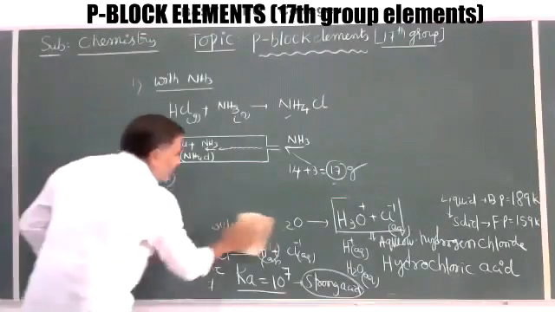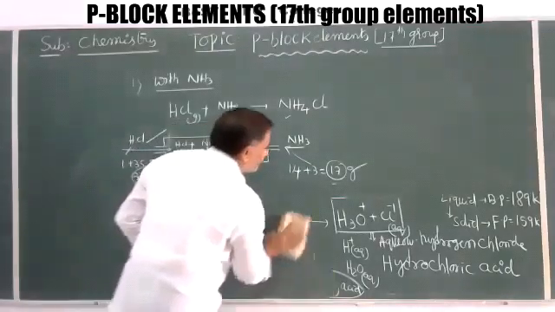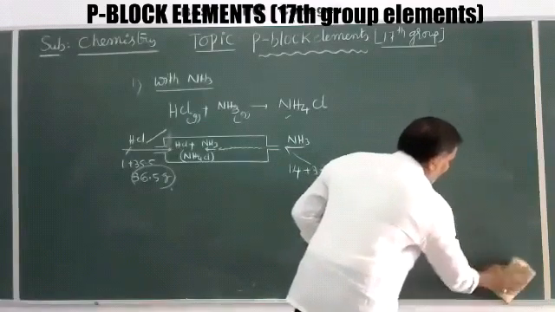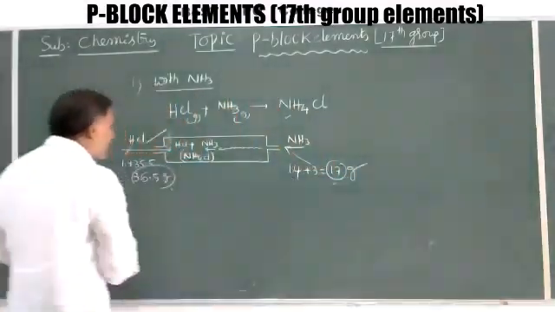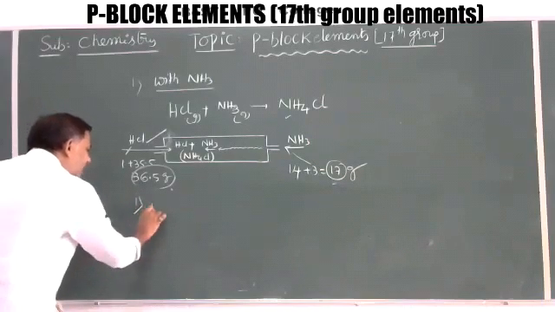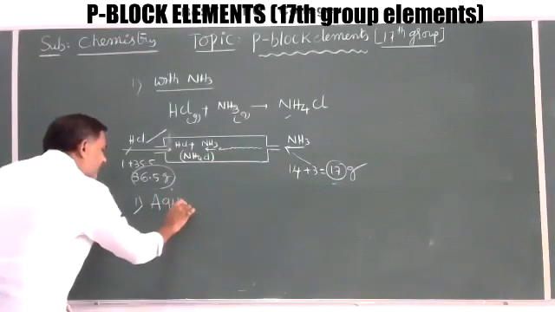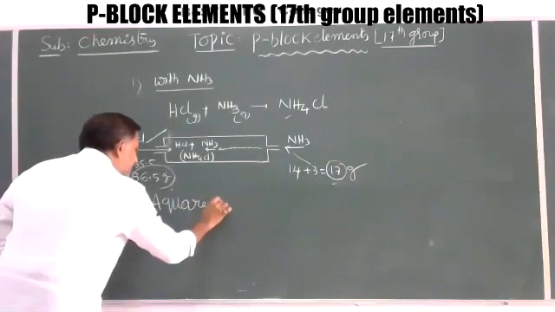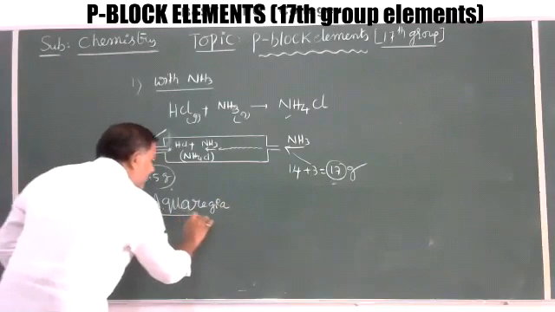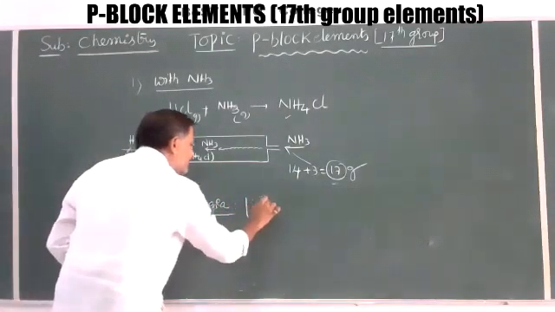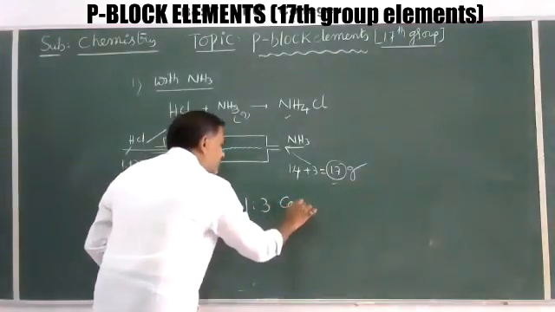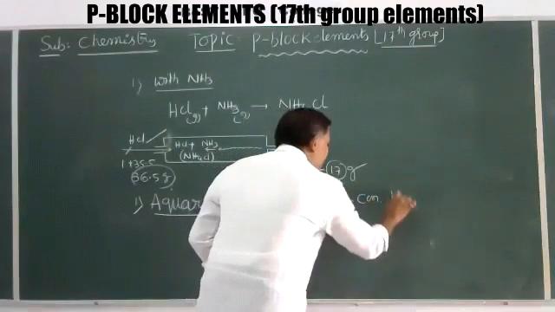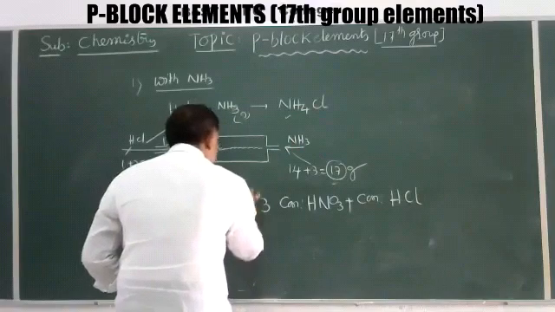After this, one of the most important uses of HCl is that it acts as a strong acid. Due to this strong acidic nature, it is used as a solvent. It is used as a solvent under the name of aqua regia, in a 1:3 ratio: concentrated HNO3 plus concentrated HCl is called aqua regia.